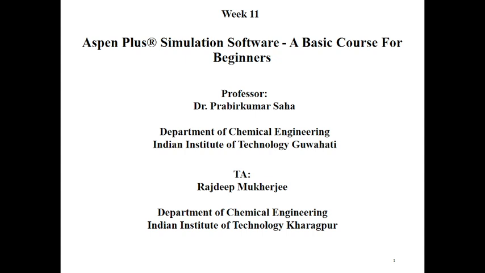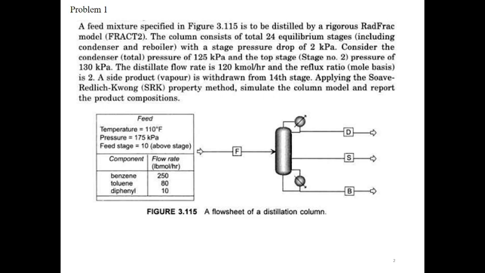So the first problem that we are going to solve today is a RadFrac problem. A feed mixture which is specified in figure 3.1.5, that is over here, is to be distilled by a rigorous RadFrac model. The column consists of a total of 24 equilibrium stages including condenser and reboiler with a stage pressure drop of 2 kilopascal.